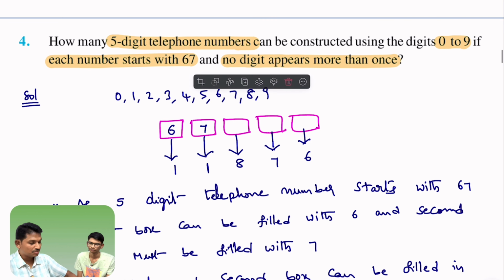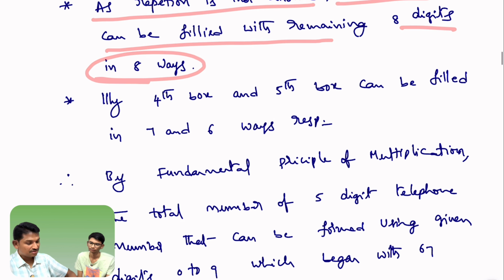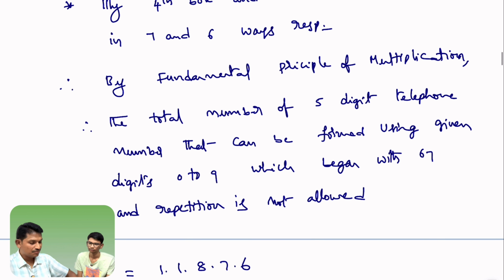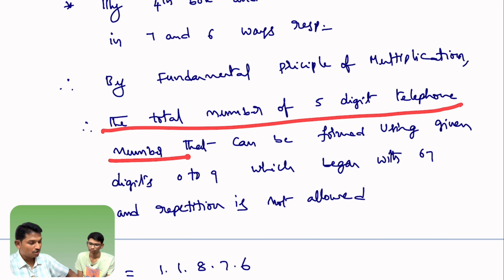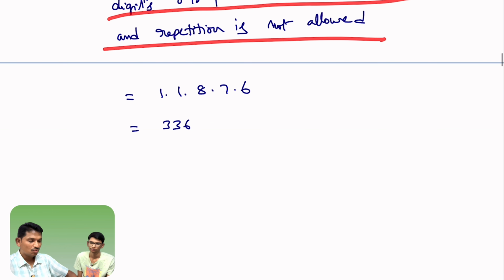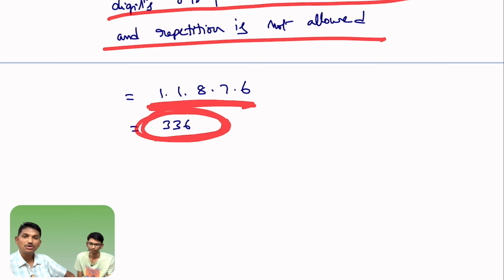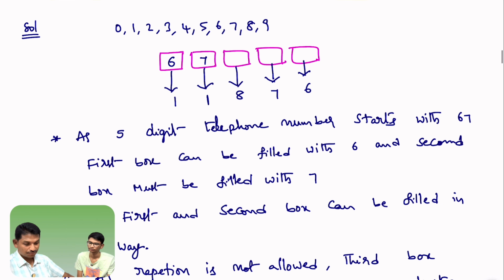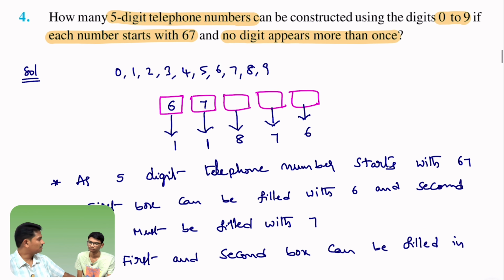8 ways. So, third box can be filled in how many ways? 8 ways. Next, similarly, fourth and fifth box can be filled in 7 and 8 ways respectively. So, last step is what? By fundamental principle of multiplication, the total number of 5-digit telephone numbers that can be formed using given digits which begin with 67 when repetition is not allowed equal to 1 into 1 into 8 into 7 into 6. If you multiply all this, what you are getting? 336. Alright. So, out of 6 questions, we completed 4 questions.